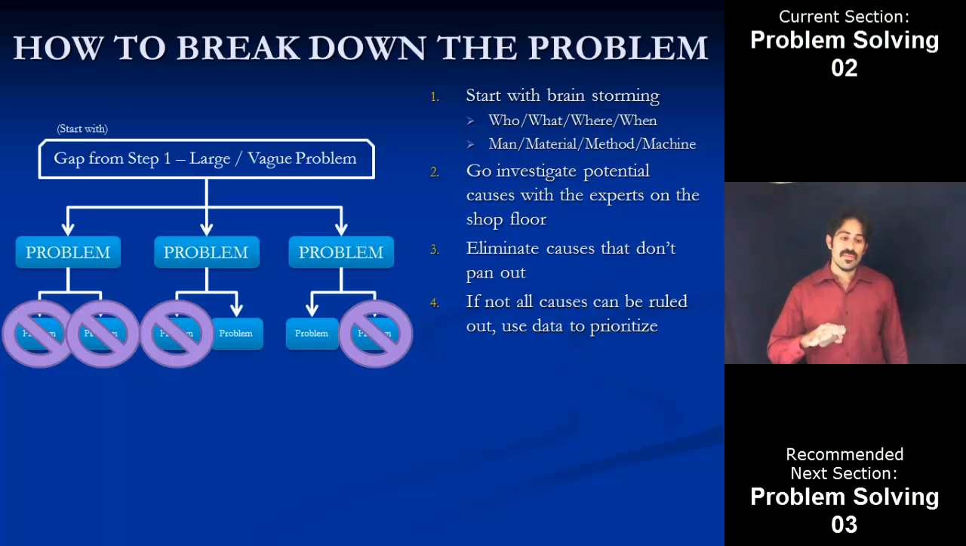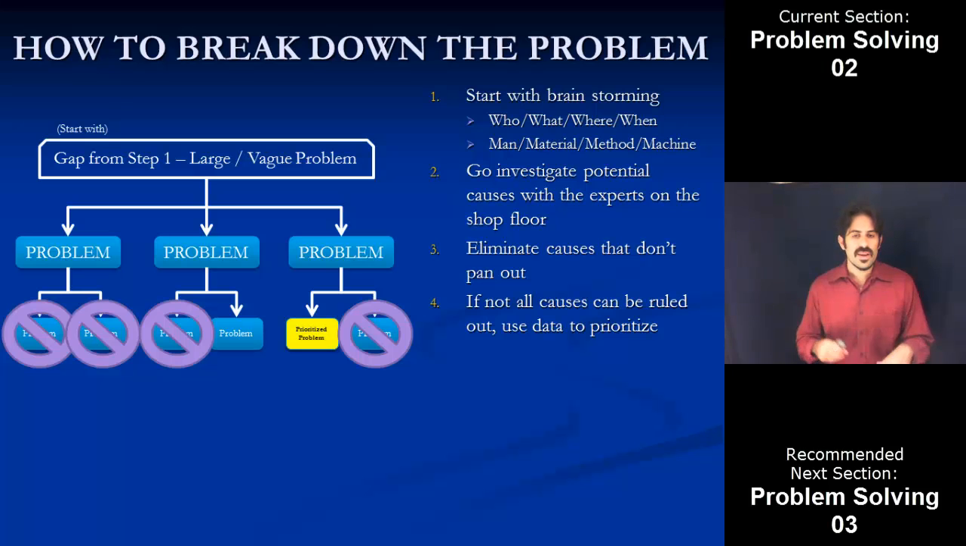And then if you can't rule out everything, and that's oftentimes what happens, you come down to maybe 2 or 3 things that are all actually pretty important. What we want to try and do is prioritize one of them using whatever data.